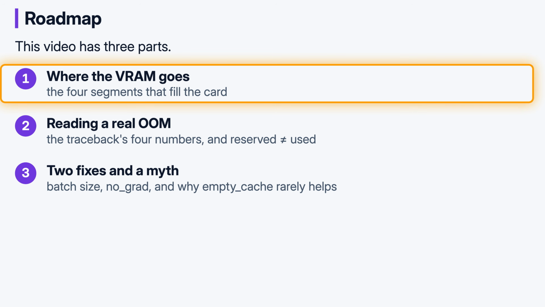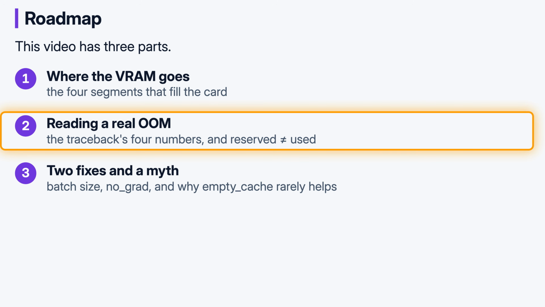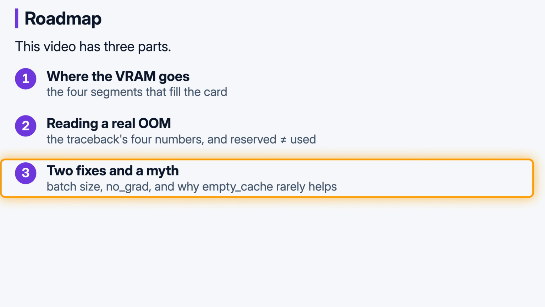This video has 3 parts. First, where the VRAM goes, the 4 segments that fill the card. Second, reading a real out-of-memory error. It's 4 numbers and why reserved is not used. Third, 2 fixes and a myth. Batch size, no grad, and why empty cache rarely helps.